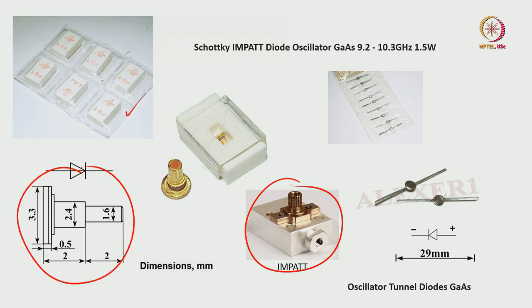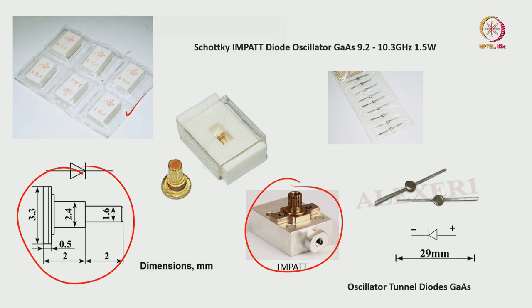This is a schematic of this impact diode that is being used here. Okay, this is a tunnel diode, actually. This is a tunnel oscillator diode that is available in the market, but these are not very successful because the power densities are pretty low there. Okay, but both impact and Gunn diode can be mounted in a cavity, and they are sold as such.